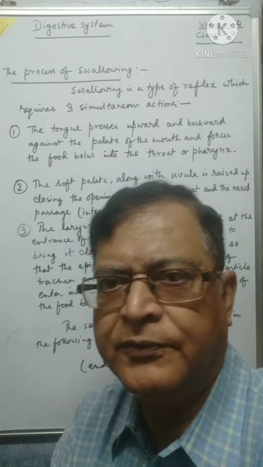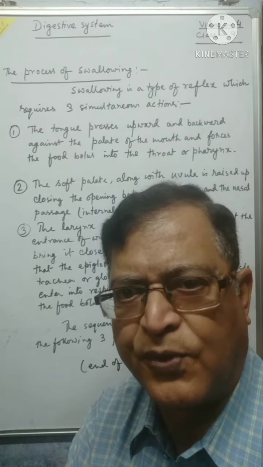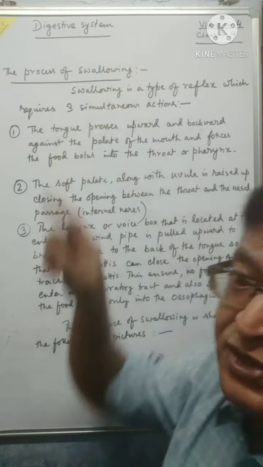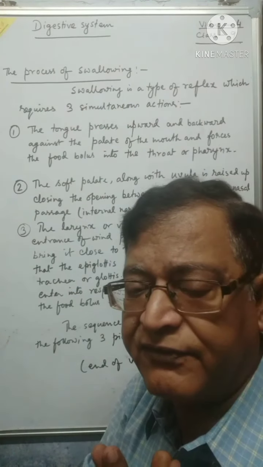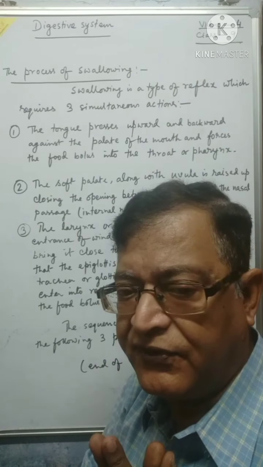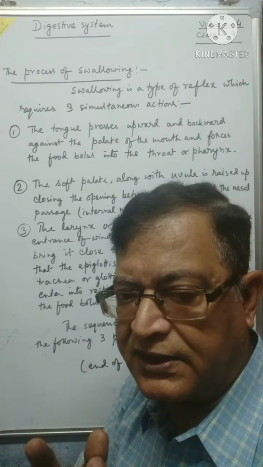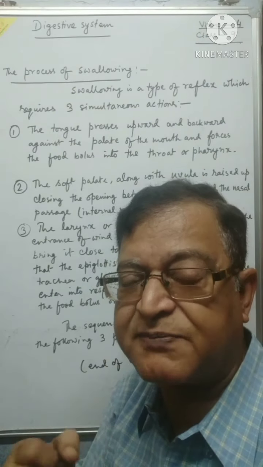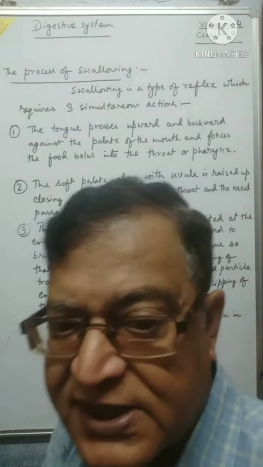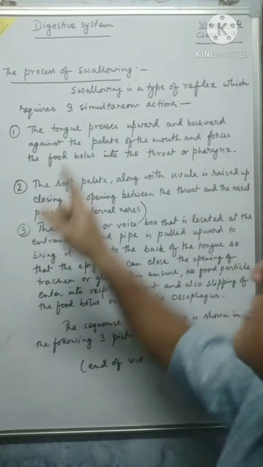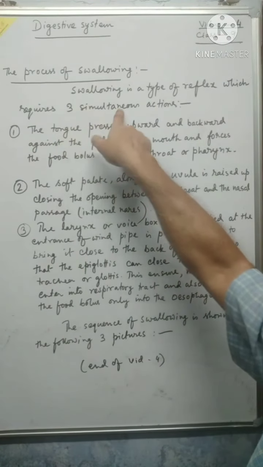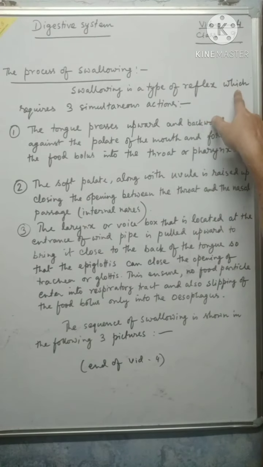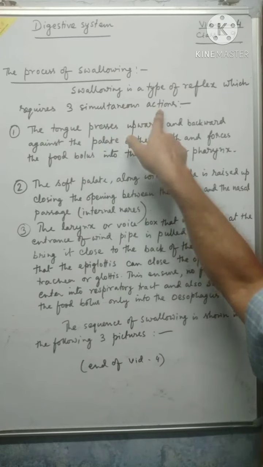Next we go on to the process of swallowing. Here it is, the process of swallowing. Swallowing is a kind of reflex action, and if you see it in a descriptive way, it will appear very complicated, but it takes place instantaneously. Let us see the sequences of the stages. It requires 3 simultaneous actions. Swallowing is a type of reflex action which requires 3 simultaneous actions.